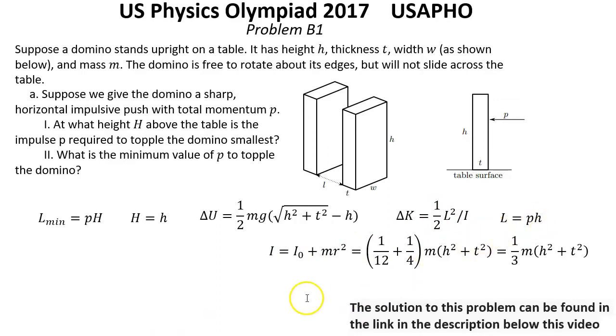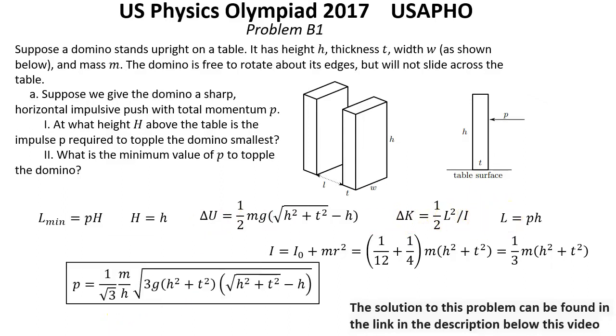Now we can insert this angular momentum and also insert I into this formula. After that, equalize ΔU to ΔK. And finally we get the result for minimum P. That will be this formula. And this is the answer for question 2 from part A.